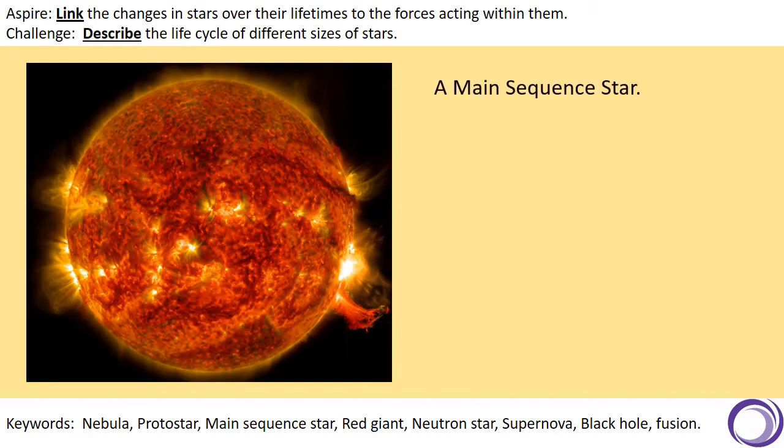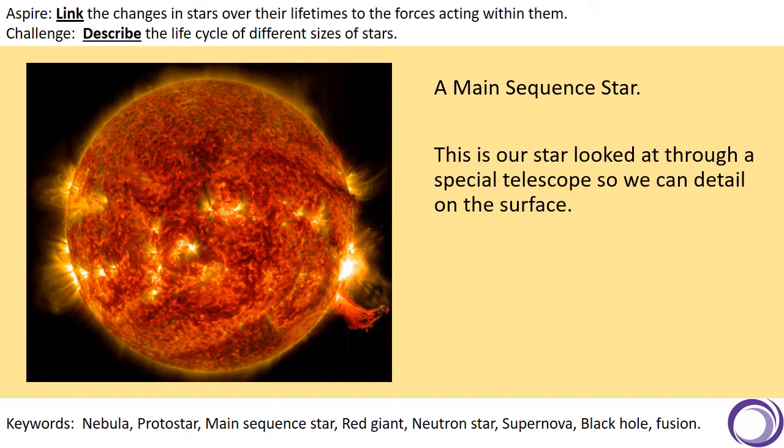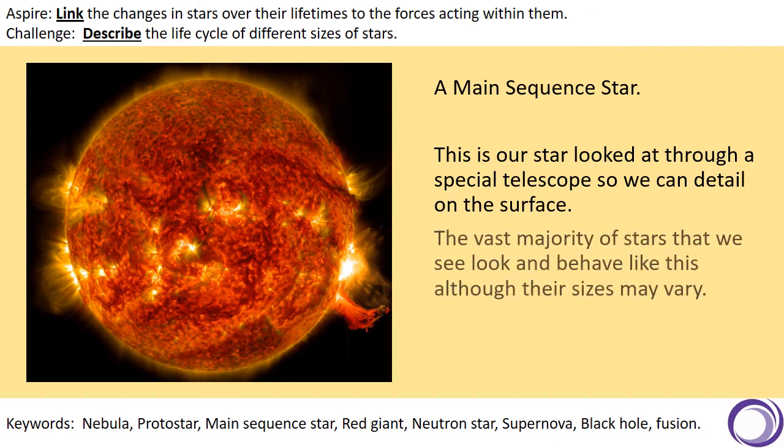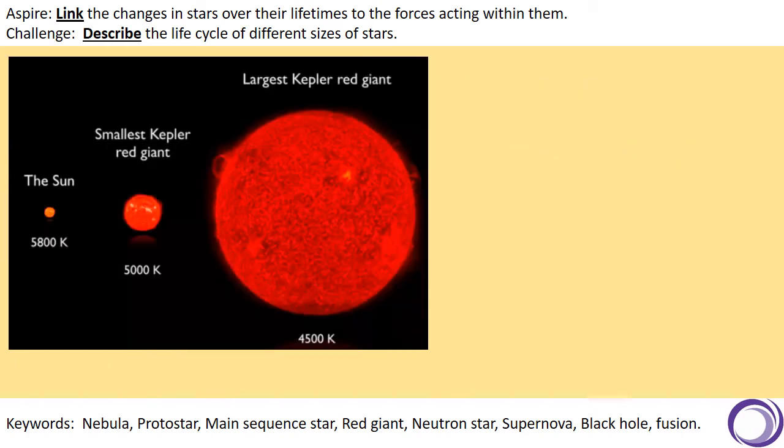So our main sequence star, just a reminder again, that's taken with a filter. So our star, the sun, it looks like that. We can see the detail on there. If you were to start looking at all the stars that you can see, 95% of them, possibly even more, would be in their main sequence. They would be stable for a very long period of time. The bigger stars aren't as stable for as long. They tend to go through their life cycle a lot quicker. But nearly all the stars that you can see are like that, with differences.